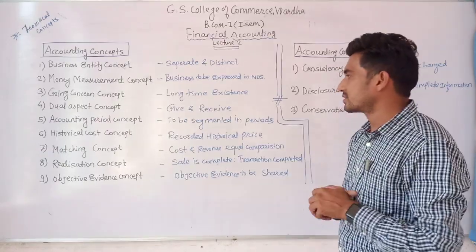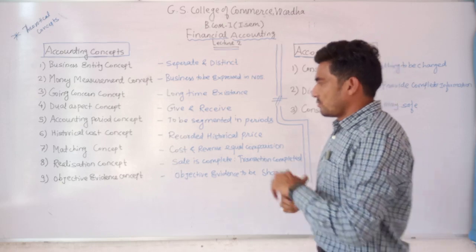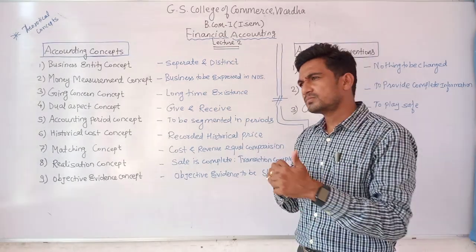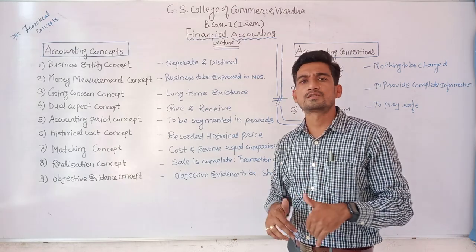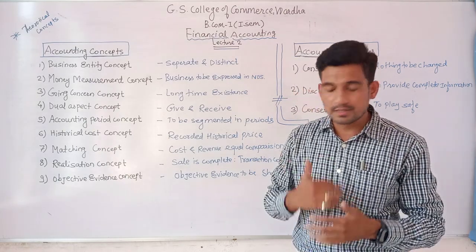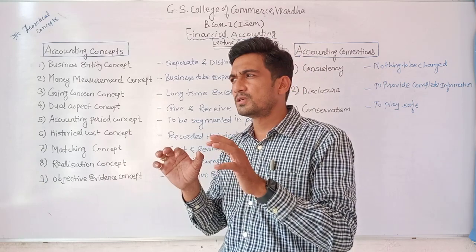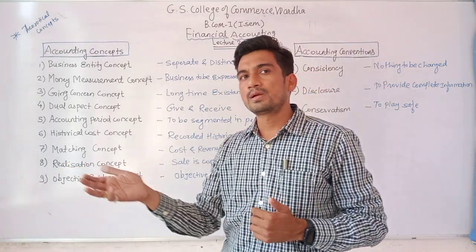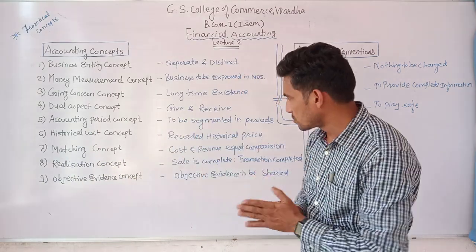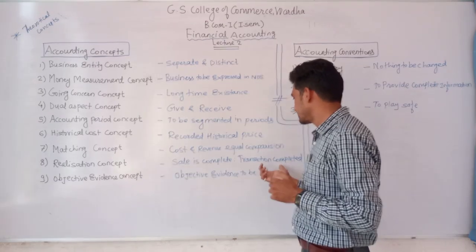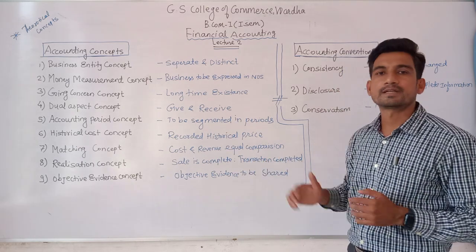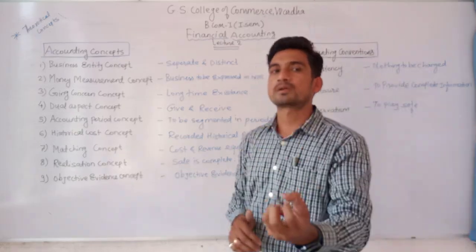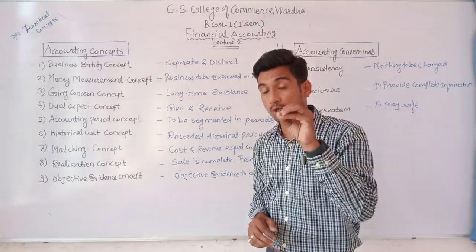Moving to the next one, it is the realization concept. Why is it called the realization concept? Because when there is a sale, there is a realization of price. If you are buying or acquiring something, and then you sell that particular product, that transaction gets completed. So I noted here, sale is complete. When the sale is complete, the transaction gets completed. Sale is a closure of that particular transaction.